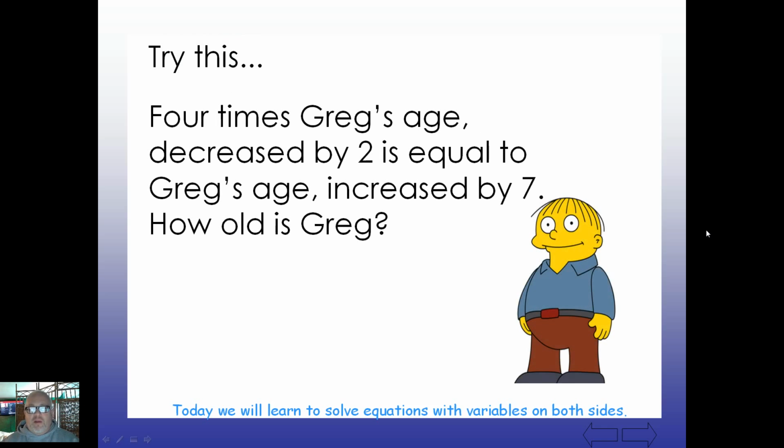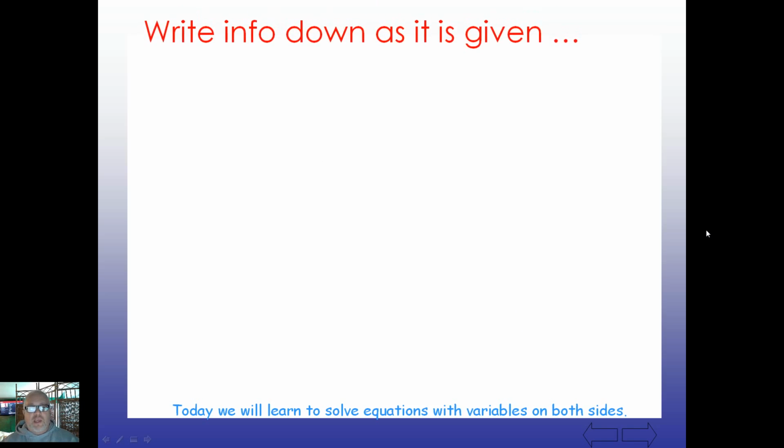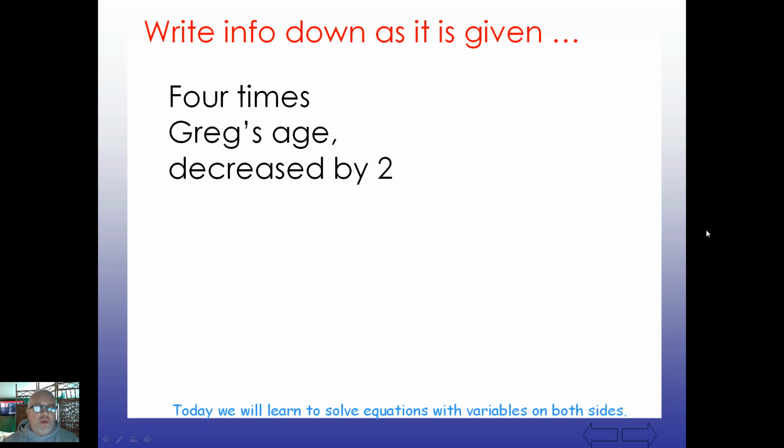All right, now how about we end on a word problem here? What if they gave you something like this? 4 times Greg's age decreased by 2 is equal to Greg's age increased by 7. How old is Greg? So here's how we do this. What I want you to do is, again, we're not in language arts here. Let's go ahead and take fragments of the sentences and just think about them. So write information down as it is given. So 4 times Greg's age decreased by 2. So we can just let G be for Greg's age, multiplied by 4, and of course decrease means to subtract.